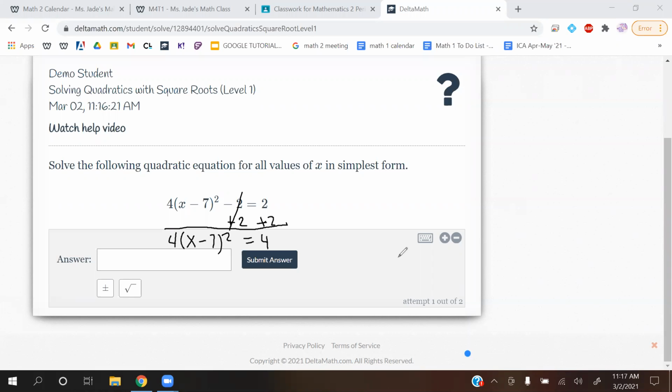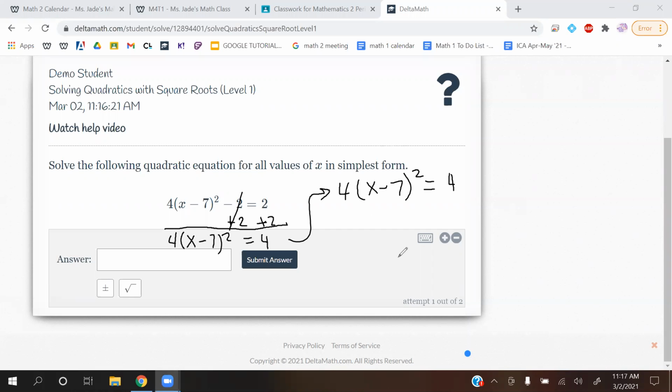I'm going to rewrite that just so that I have more space. So I'm literally just rewriting it. 4 parentheses x minus 7 squared equals 4. Okay, so I just rewrote it. So from here, we want to get this piece by itself.